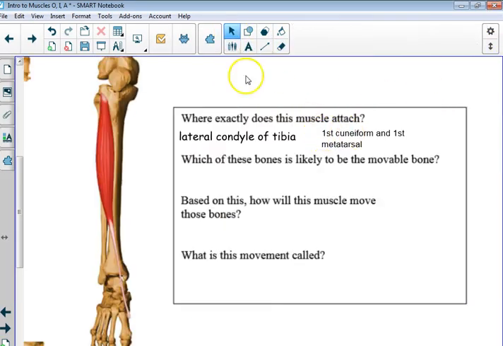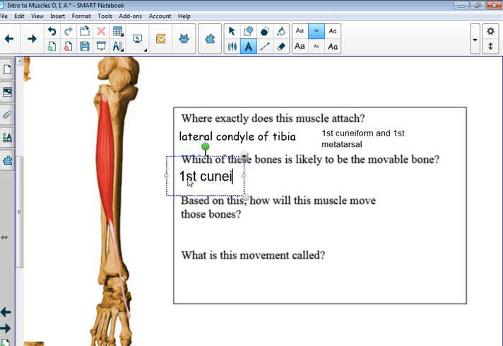Okay, so I've written in here that the muscle attaches to the lateral condyle of the tibia and then also to the first cuneiform and first metatarsal. So now we need to answer the question, which of these bones is likely to be the movable bone? Is this lateral condyle region going to be pulled down towards your foot, or is your foot going to be pulled up towards this area or towards your knee? And I'm hoping it's obvious to you that your foot end will move closer towards your knee end. So which one of these is likely to be the movable bone? The first cuneiform and metatarsal. Okay, that's our moving side.